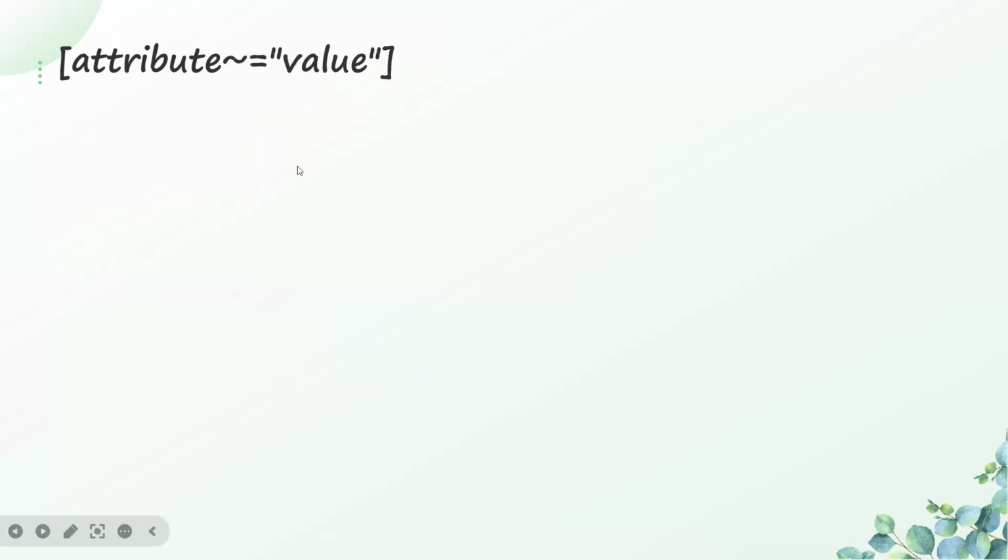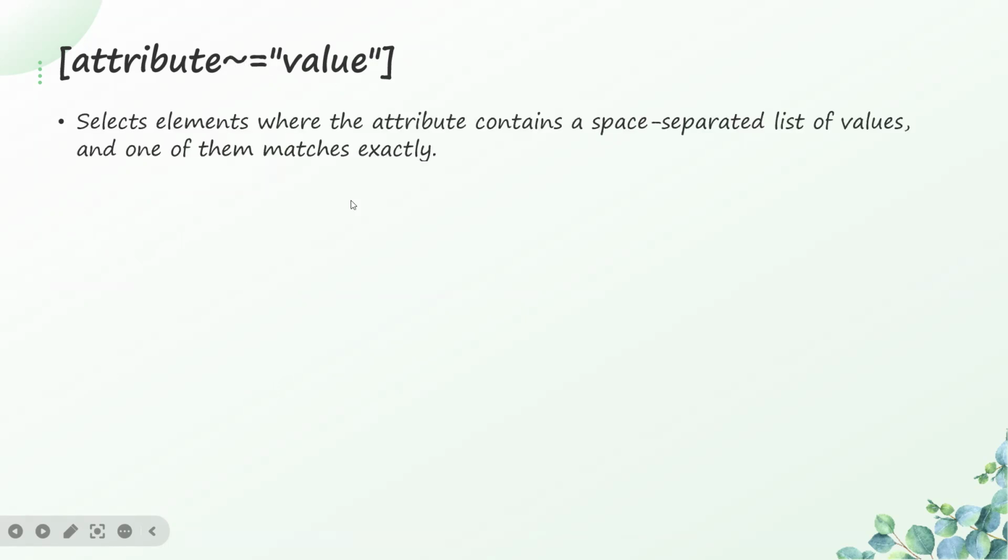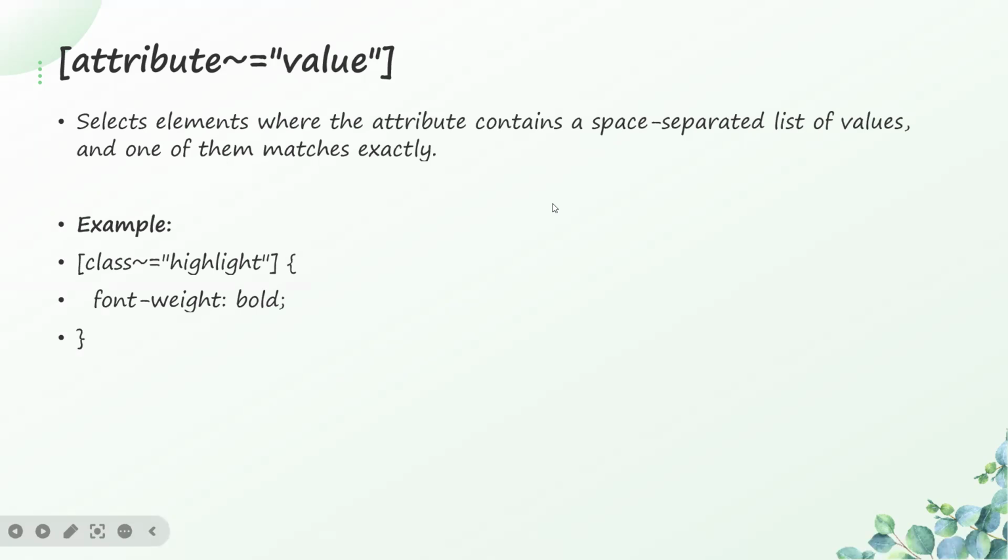Now, look at this. We are saying the attribute, then we are using this third character, equal to. So what is this thing called? This one selects elements where the attribute contains a space separated list of values and one of them matches exactly. Now let's say you have an element that has two classes, and you want to target that element. So here, this is an example.